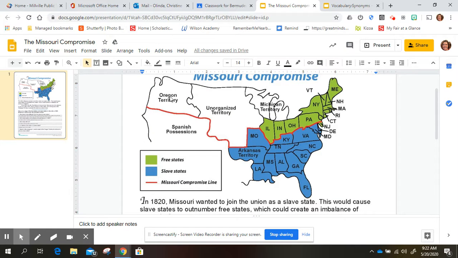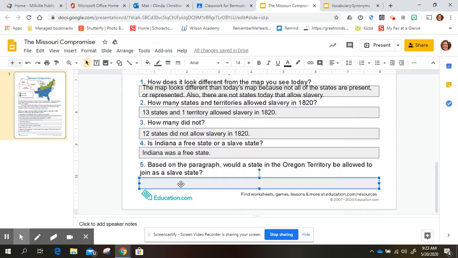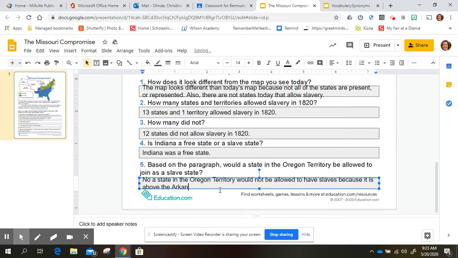So is the Oregon Territory above the Arkansas Territory? So the answer is yes. So the Oregon Territory would not be allowed to have slaves. So I would say no, a state in the Oregon Territory would not be allowed to have slaves because it is above the Arkansas Territory. And I said nothing above the Arkansas Territory could have slaves.